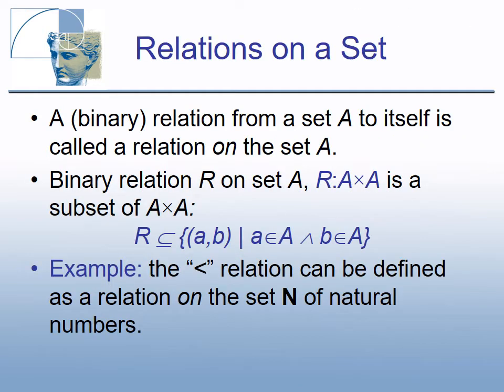A binary relation from a set A to itself is called a relation on the set A. A binary relation R on a set A is a subset of the Cartesian product. Here is an example. The relation less-than can be defined as a relation on the set N of natural numbers.